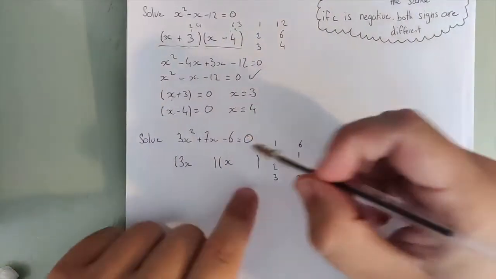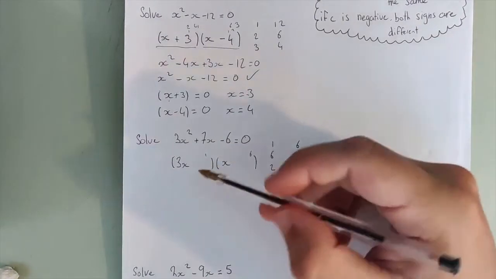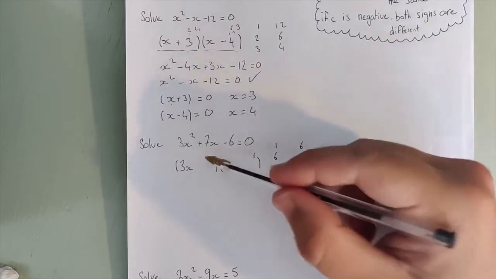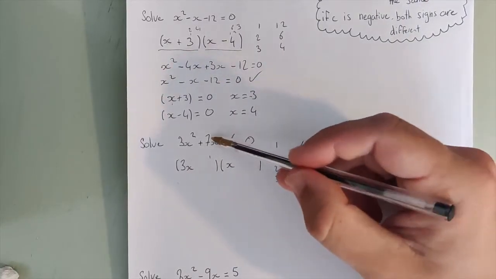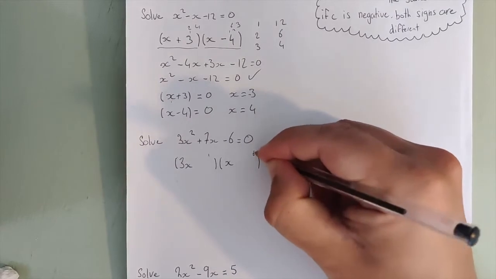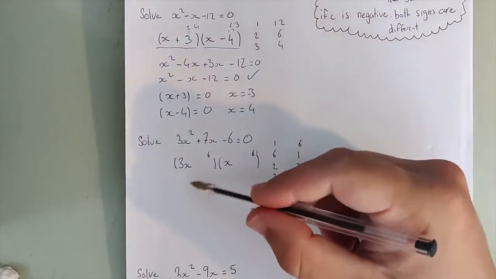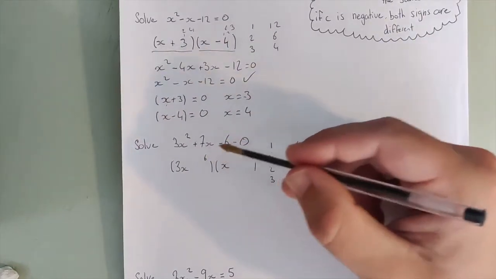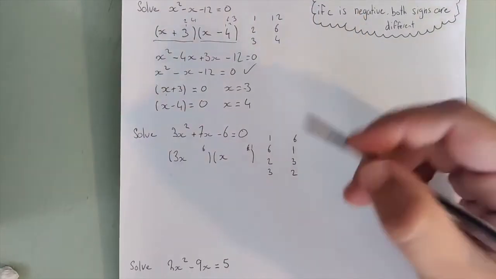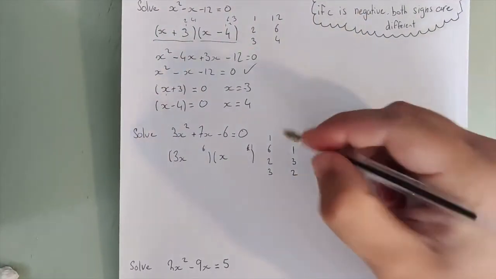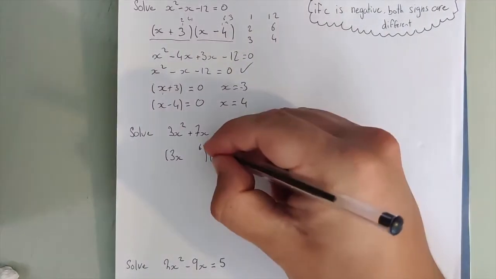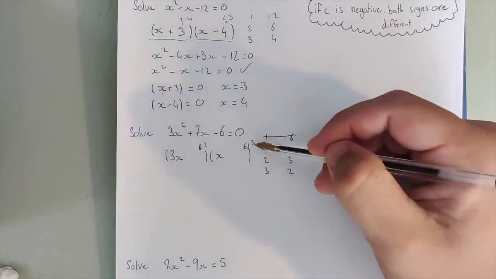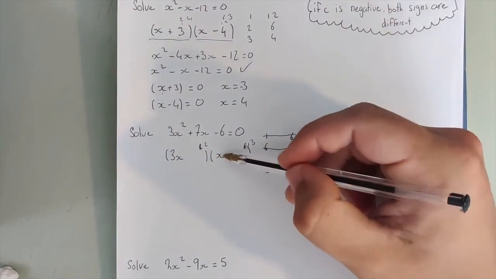So if we had a 1 and a 6, we would have 18x and an x, so there's no way that we can get this 7x from that. If we switch them around, we'll have 3x and we'll have a 6x. There's no way that will work either. So it's going to be one of these two, so we can just cross these out. So what about 2 and 3? That will give us 9x, and the x and 2 will give us 2x.